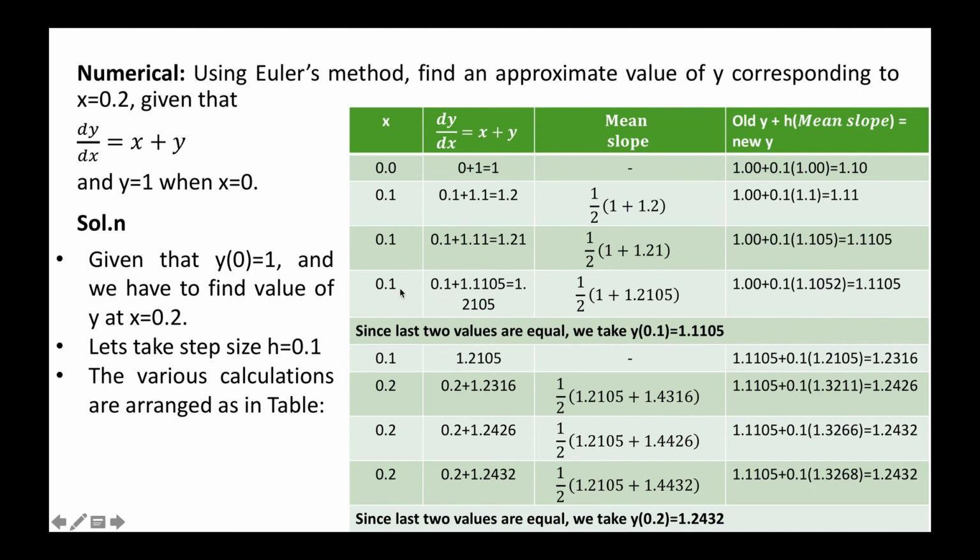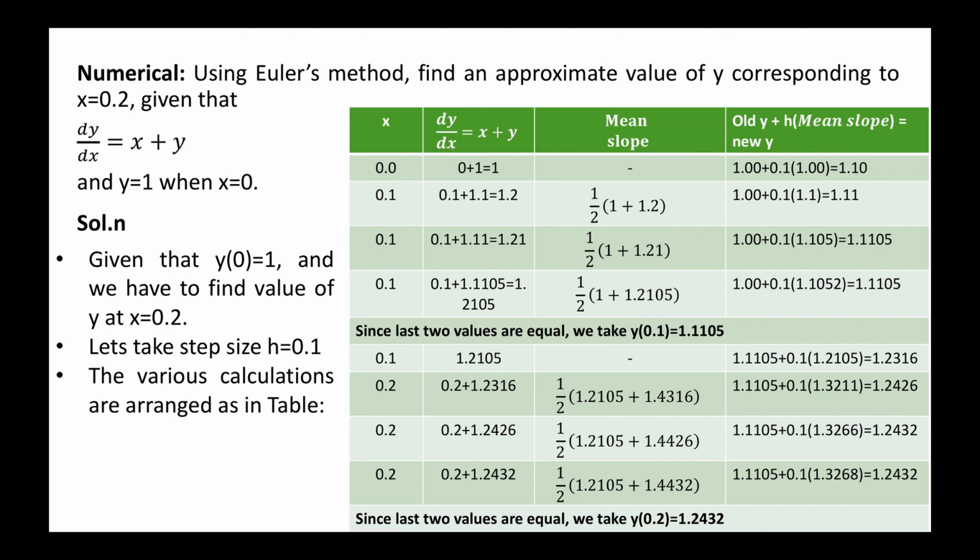Again we have to repeat the same step for x equal to 0.1. So again the function value is 1.2105. The mean slope is again the slope at point P and the newer slope at point P1. So the new value of y comes out to be 1.1105, which is the same as the previous one. So we have to stop here.